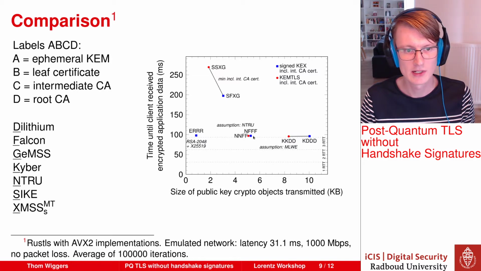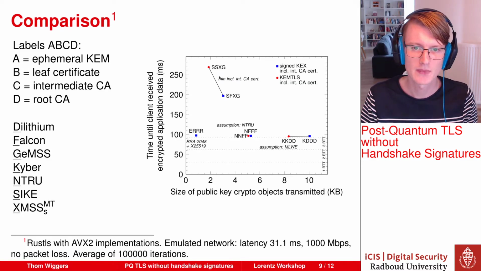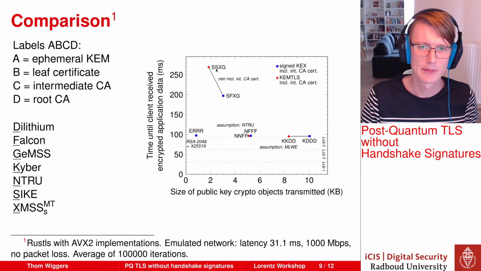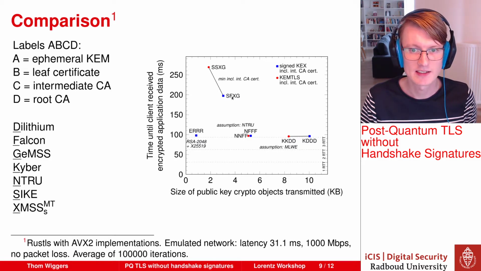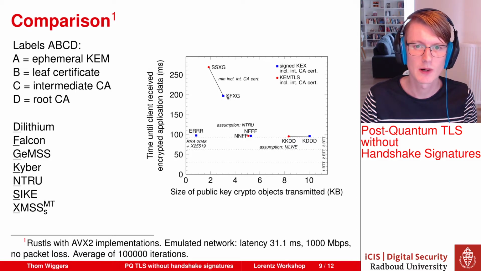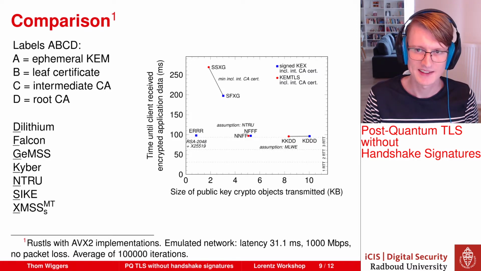If you only need to encapsulate instead of producing a signature, it saves quite a bit of time. Another interesting example is the SIKE and Falcon case. This is the only case where using a handshake signature actually speeds things up, and that's because Falcon is quite a bit faster than SIKE. So the choice of algorithm here clearly matters.